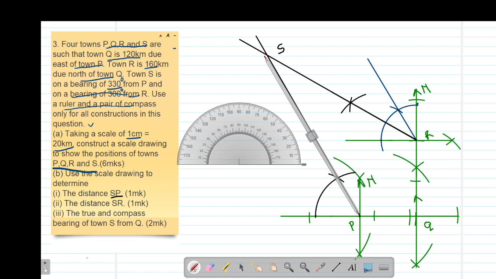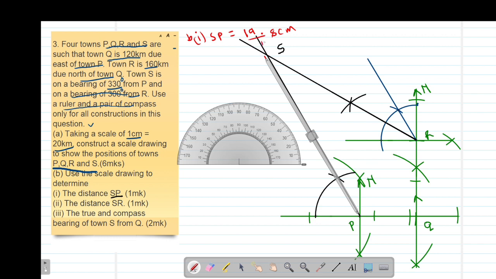So this is part B Roman 1. For B Roman 1, the distance SP, let me confirm that distance. Yeah, 19.8 centimeters. But I need to convert it back on my scale because in the question, all the units of distance were in kilometers. So the scale was 1 centimeter is equal to 20 kilometers. What about 19.8 centimeters?